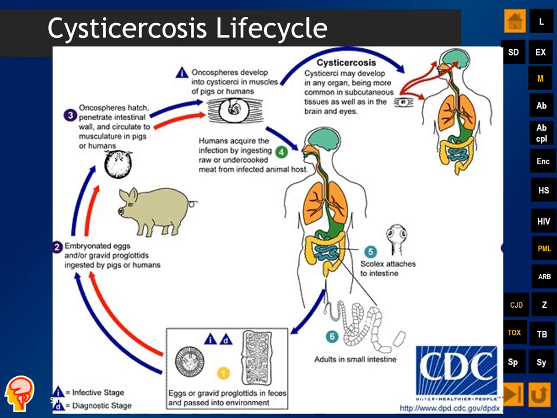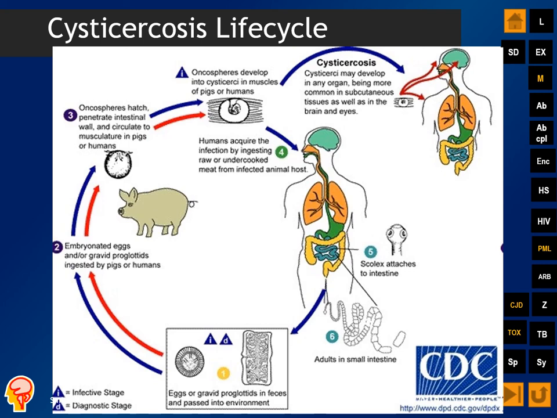Like most parasites, cysticercosis has a complex life cycle involving the definitive host, the adult host, the secondary host, and also the possibility for fecal contamination. There's almost always someone eating feces in the life cycle of a parasite.